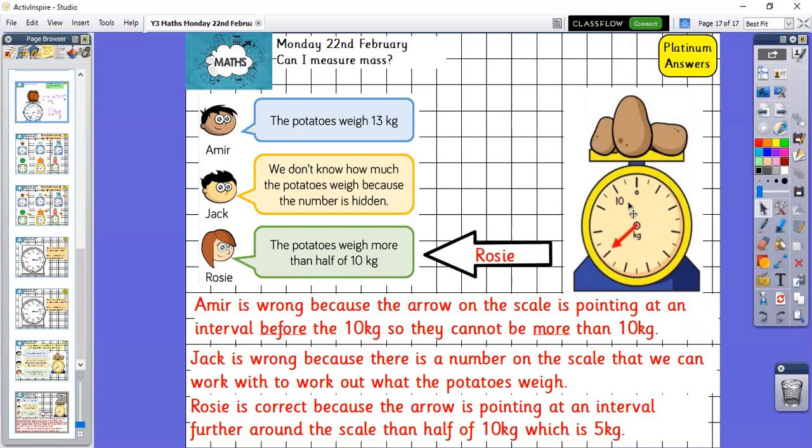Rosie is the person that we would agree with more because what we can find is that actually if we know where the 10 is, we can work out where the 5 would be. So if this is 10, let's work our way backwards. Okay, so 10, 9, 8, 7, 6, 5. Yep, so the 5 would be here. And then the arrow is already past that 5. And we know that 5 is half of 10. And so that means that actually Rosie is correct and the potatoes do weigh more than half of 10 kilograms because they actually weigh 7.